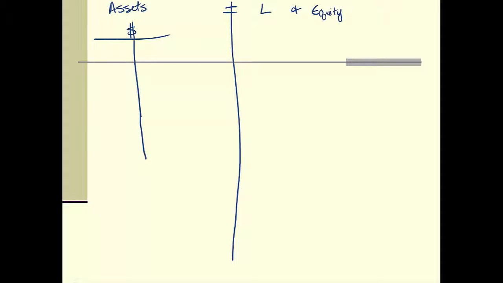We'll make a big one for cash. And then we have our liabilities. So those are our debt holders. Okay, so we got our debt holders. And then we have our equity holders.